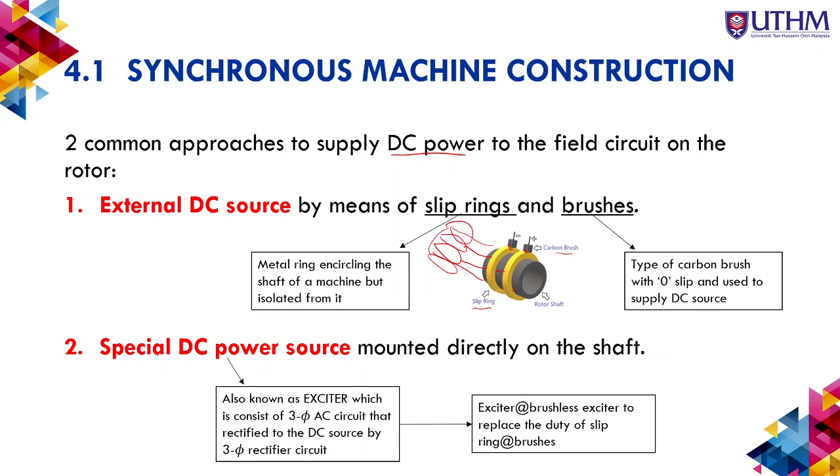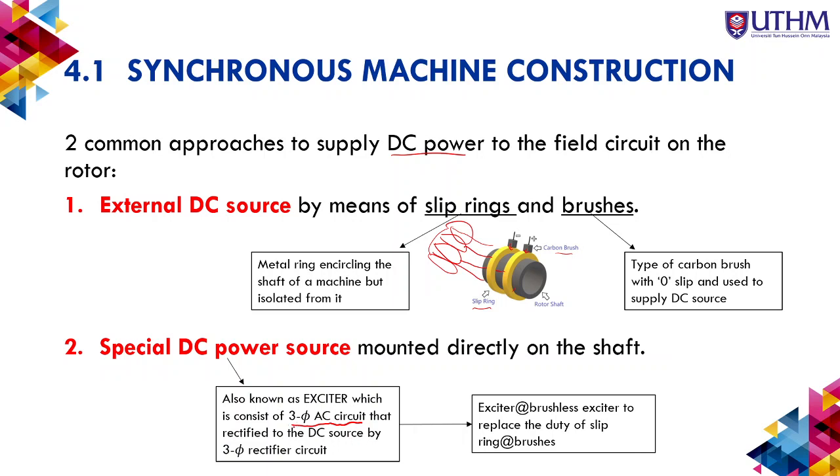And the second approach is the special DC power source. There are a few ways. Even though they supply a DC power, it comes from the AC. So there's a conversion. They use a rectifier, and then it becomes DC. This special DC power source is mounted directly on the shaft. This is also known as an exciter, which consists of a 3-phase AC circuit that is rectified to the DC source.